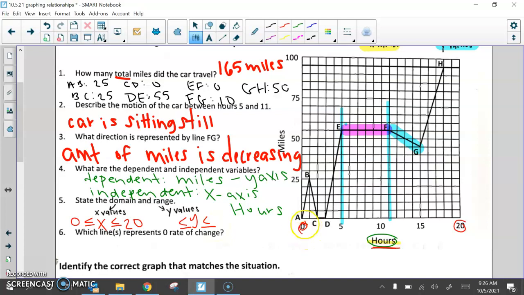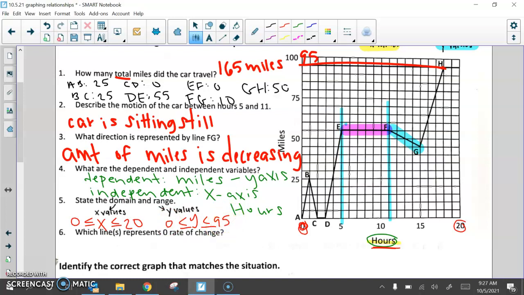And my range went from 0 again all the way, not to 100 though. I have to look just at the graph. So the graph ends right here, which is at 95. So it ends at 95, not 100. Even though the graph is labeled to 100, it stops at 95. So it goes 0 to 95.